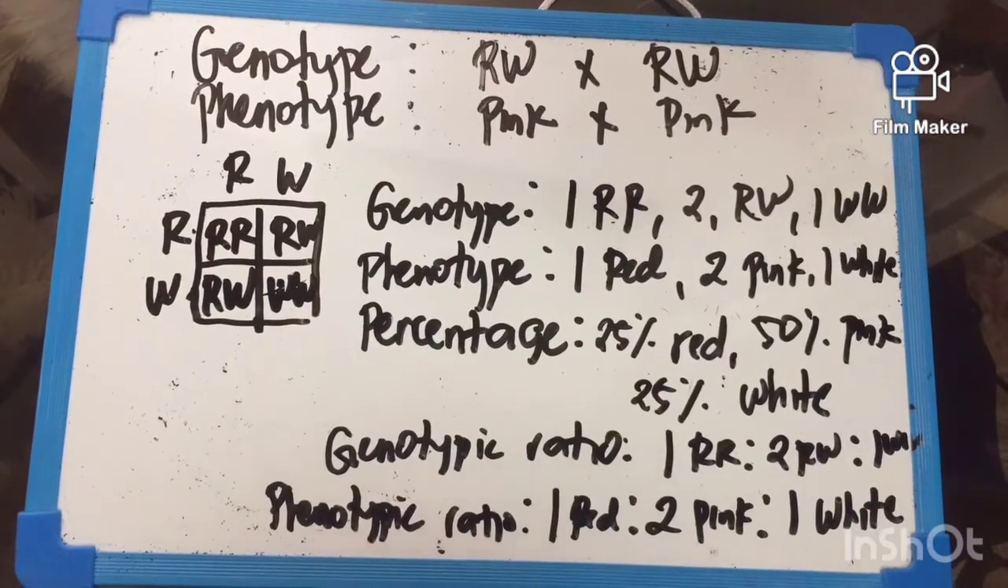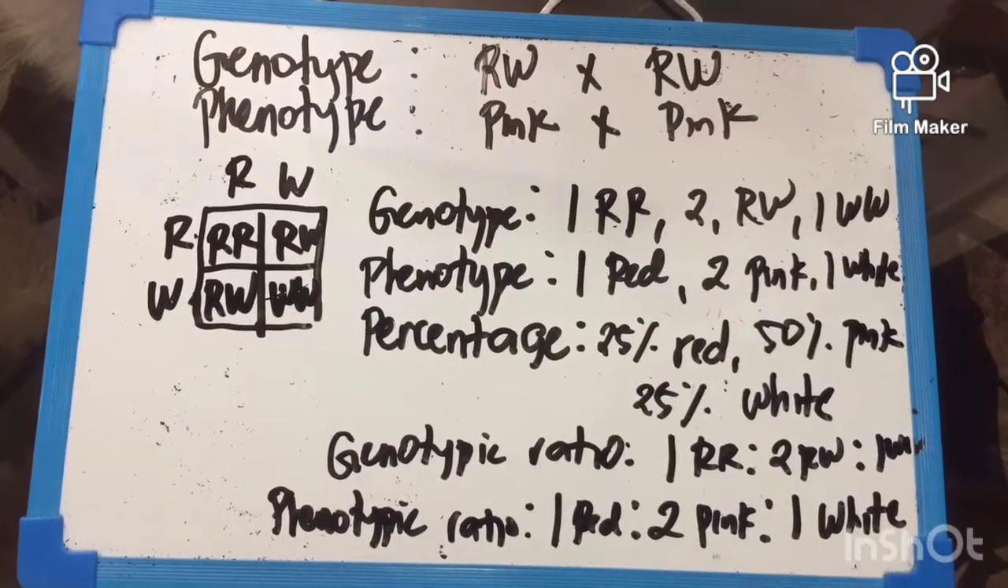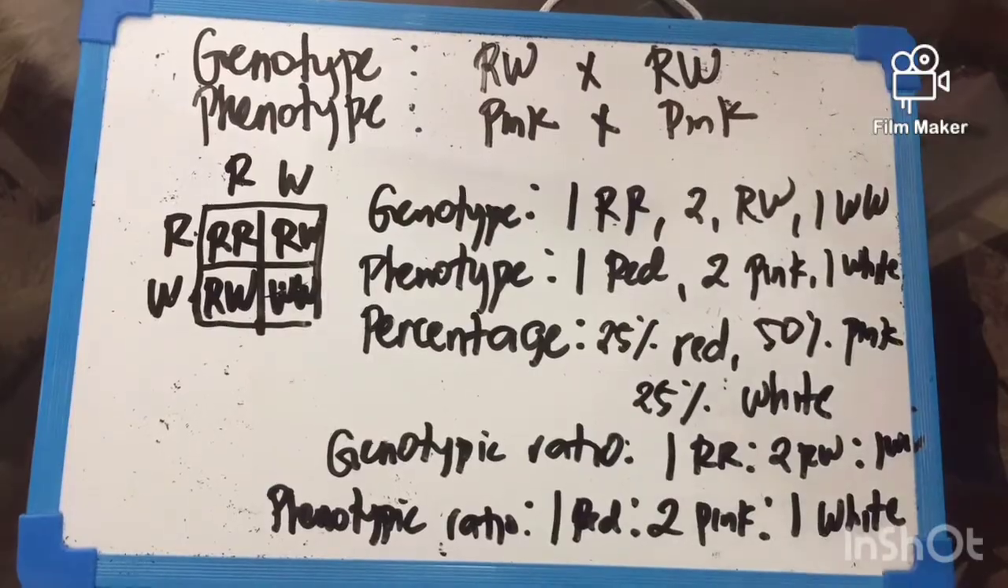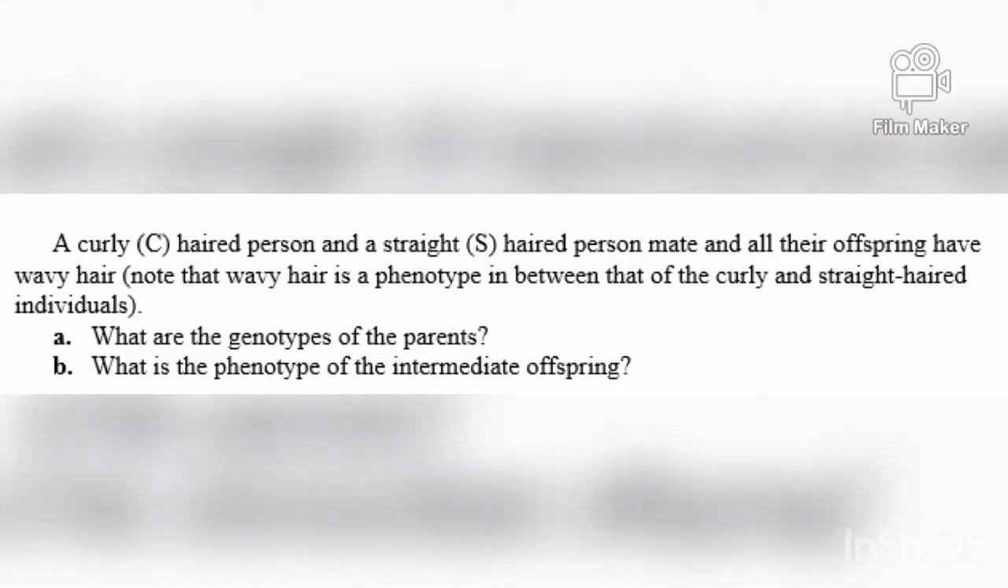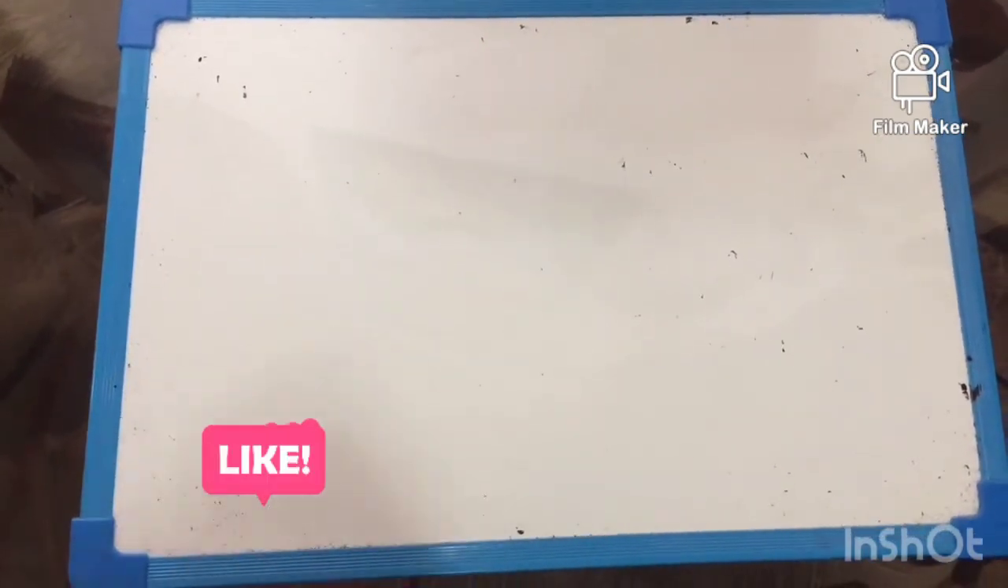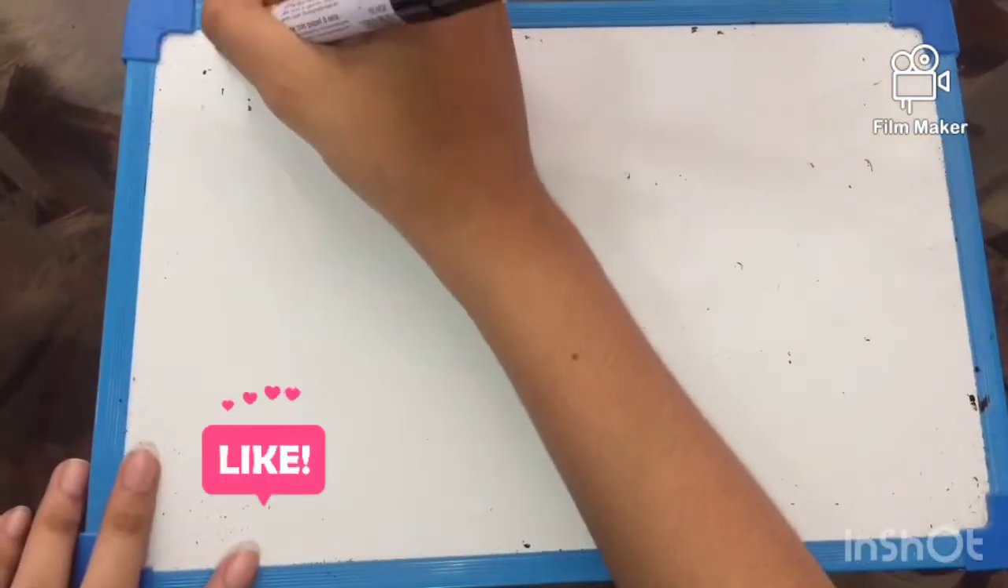Now let's go to your clarifying understanding. In your clarifying understanding, the problem is a curly-haired person and a straight-haired person mate, and all their offspring have wavy hair. Note that wavy hair is a phenotype in between that of the curly and straight-haired individuals. So now let's go to genotype.